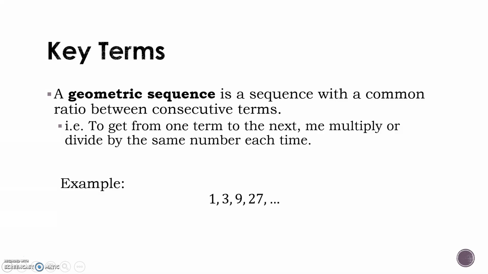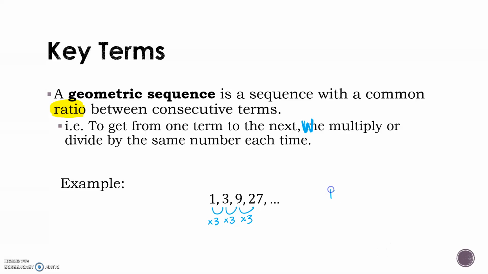A geometric sequence is a sequence with a common ratio between consecutive terms. In other words, to get from one term to the next, we multiply or divide by the same number each time. So for example, here I'm multiplying by 3 to get from one number to the next. I'm multiplying by 3 every time.